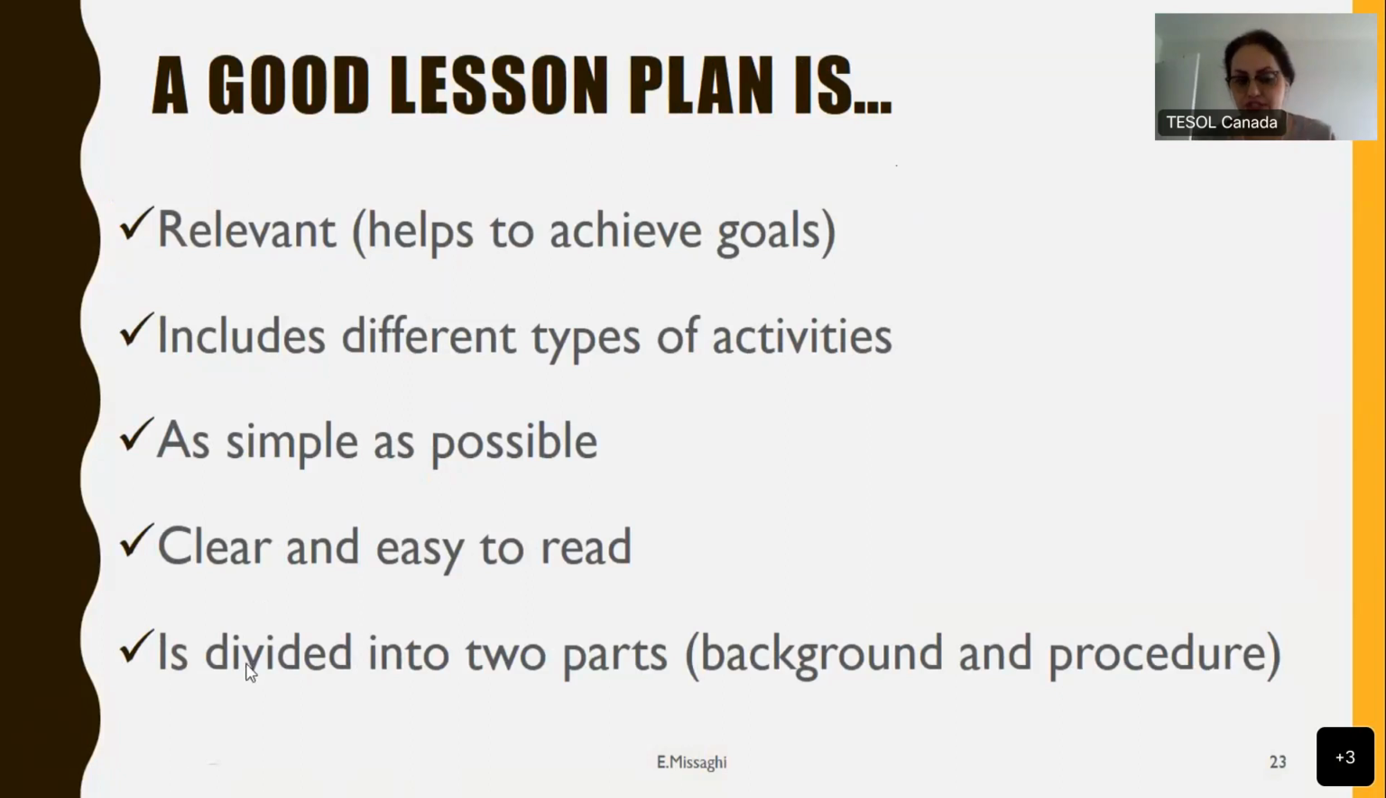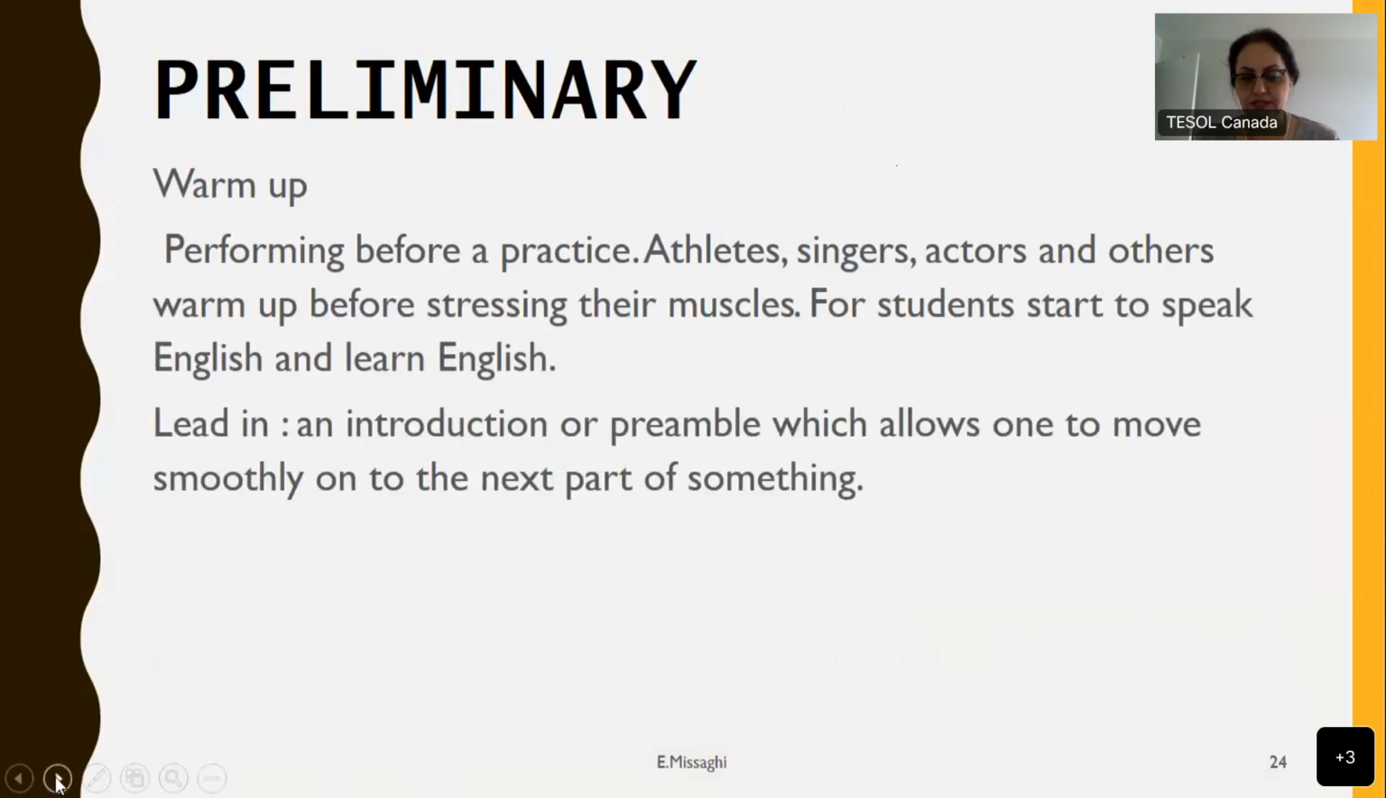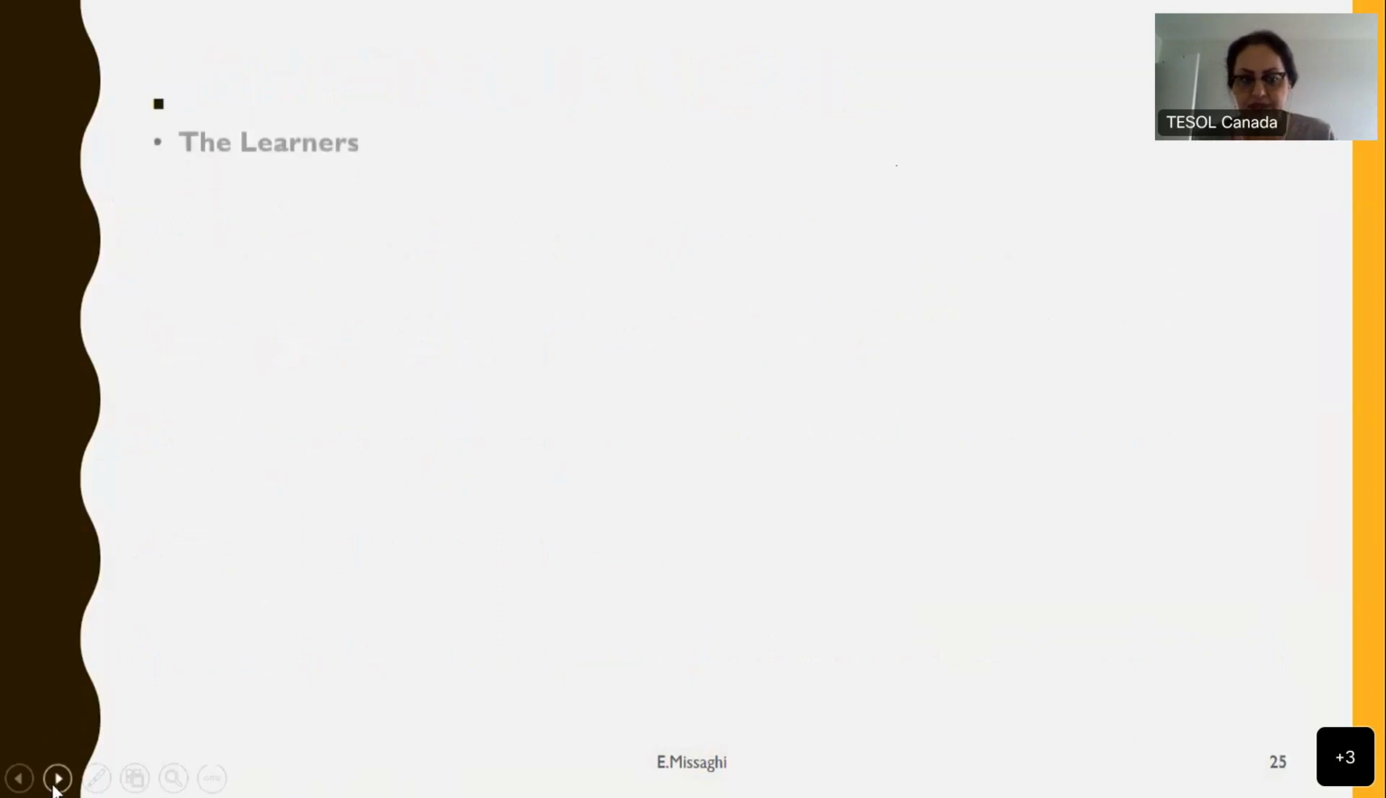Procedure is the stages. Okay, pre, while, post. That's the procedure. In your lesson plan, you set the warm-up as the introduction. In the TESOL format, they say introduction. Okay, introduction goes to warm-up. Then in the procedure, the very first thing is leading, how you lead your students to the new lesson.